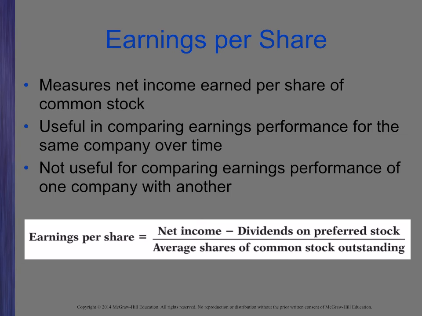Earnings per share is useful in comparing earnings performance for the same company over time. However, it's not useful for comparing earnings performance of one company with another because of wide differences in the number of shares outstanding among the companies. So which means that we're only using this indicator to evaluate one company's performance over time. You do not use it for comparison purposes because companies have wide differences in the number of shares outstanding.